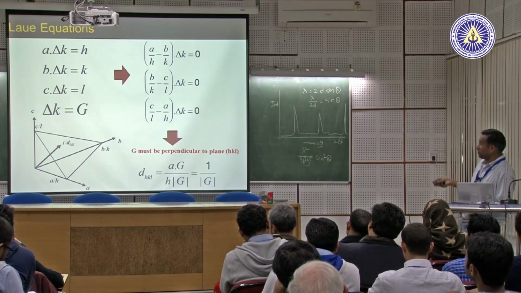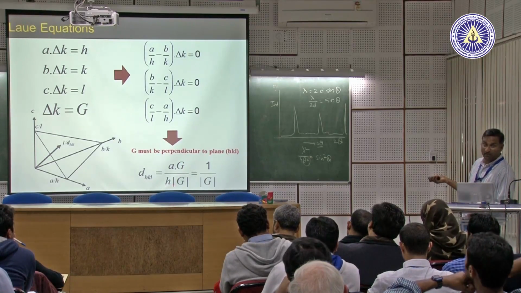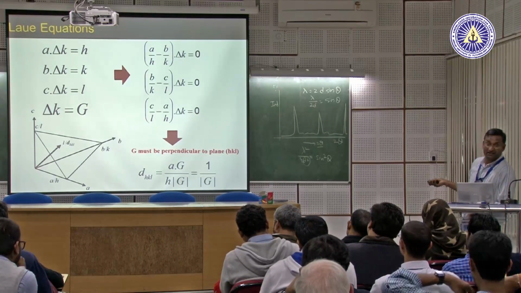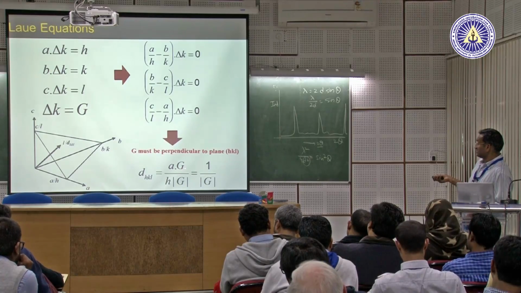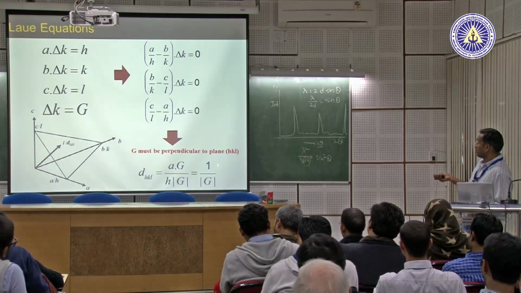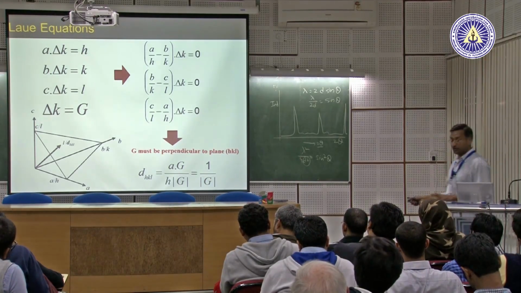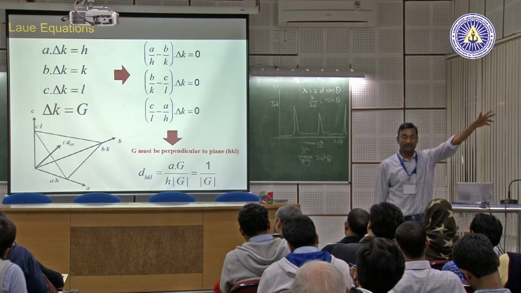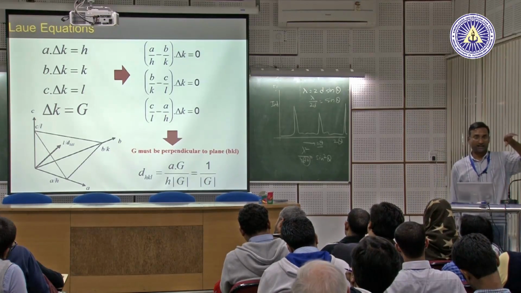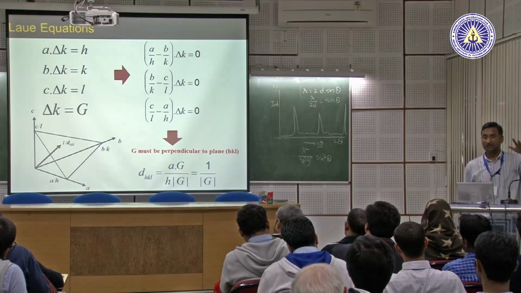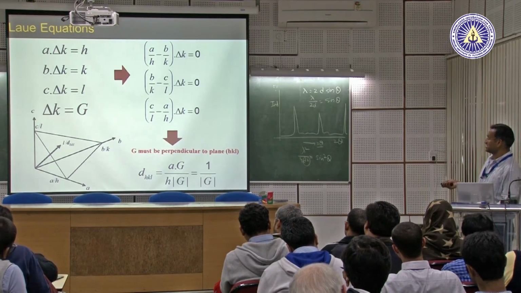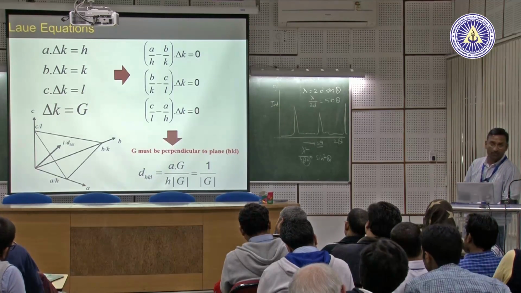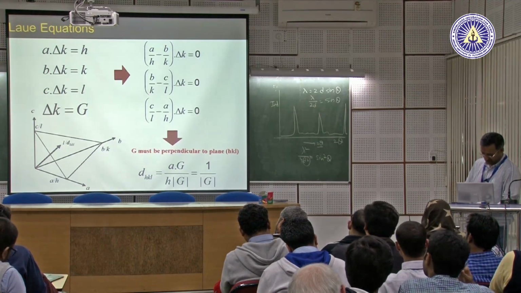You can write B dot G divided by K mod G, you can write C dot G divided by K mod G. Any of these three intercepts you can take, and this will basically give you 1 over mod G. So, you have derived the same condition that I told you in the beginning, that the length of the reciprocal lattice vector is equal to the reciprocal of the interplanar spacing. So, this d_hkl is nothing but 1 over mod G. So, this is what we have derived.